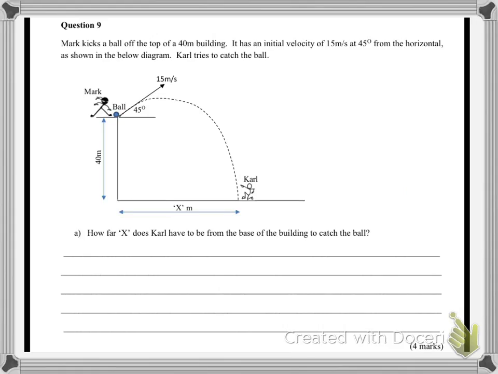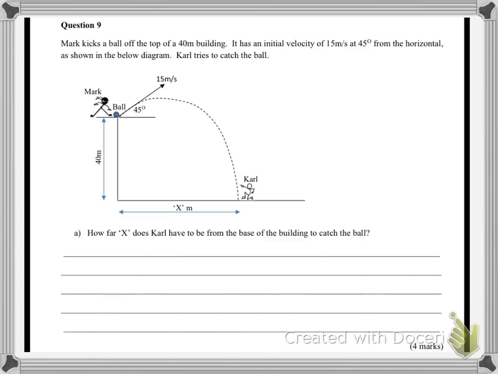Okay, here we go. Very last question. Question 9. Now, Mark kicks a ball off the top of a 40-meter building. Why would a person do that? So here's this little Mark character here. He's got his little bandana on. Looks like a little ninja guy. So, Mark's kicking a ball off a building. Now, it has an initial velocity of 15 meters per second, and he kicks it at 45 degrees from the horizontal, as shown in the diagram below. Whereas Carl at the bottom, he's getting ready. He's going to try to catch the ball.